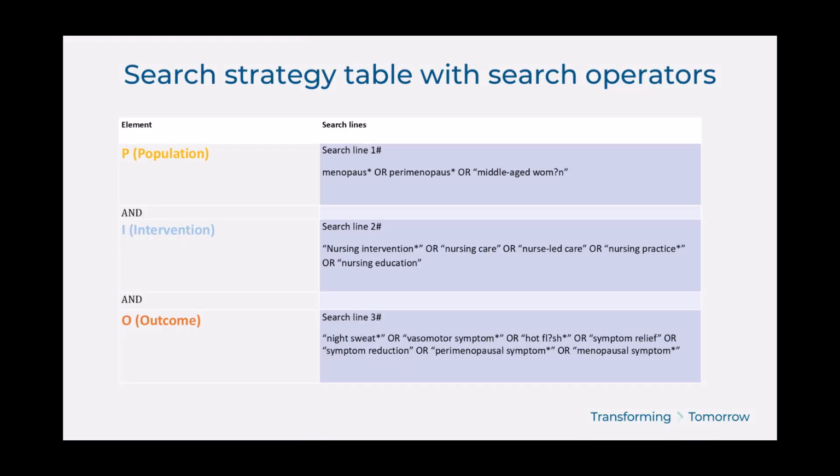In clips 1 and 2, we broke down our research question by using the PICO search framework. The question was, in women experiencing menopause or perimenopause, how effective are nursing interventions in reducing night sweats and hot flushes? Here is the search strategy table we generated to capture the separate PICO concepts and elements, broken down into search lines that we will now use to help form our line-by-line search in Medline.